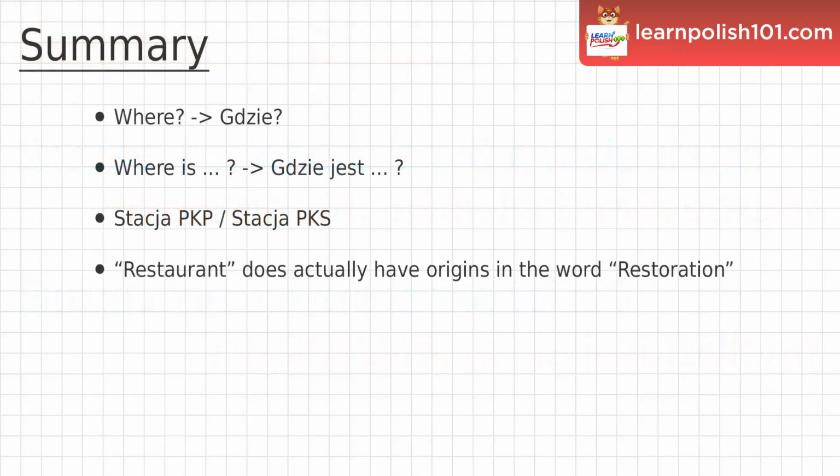Okay, so we've learned how to ask where, and we've learned where is. And we've also learned this important difference between the PKP stacja and the PKS stacja. PKP, that nice straight P like a railway line. The S of stacja PKS, like this winding road with a bus on it. That's just how you picture them.